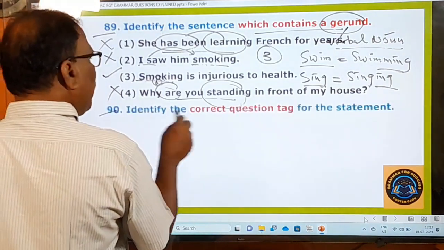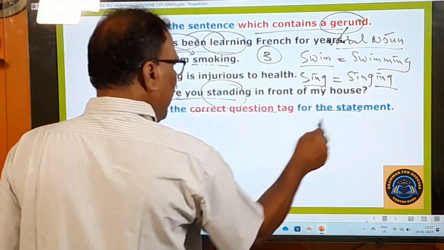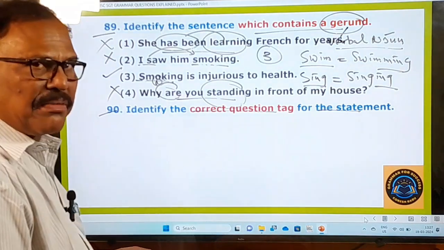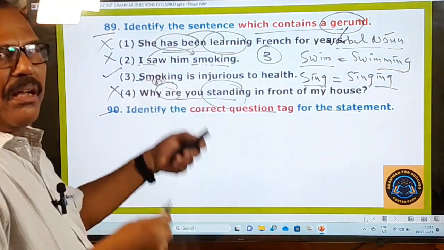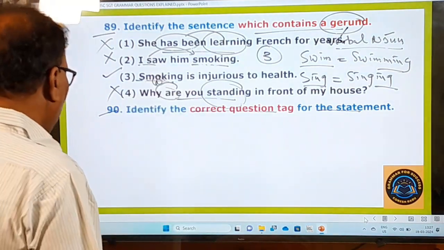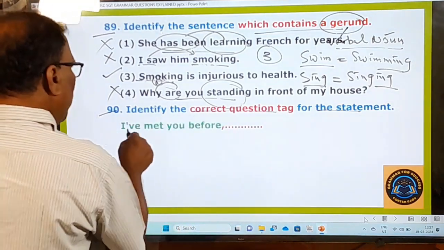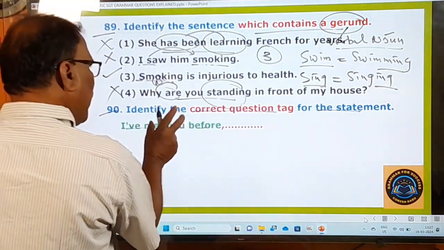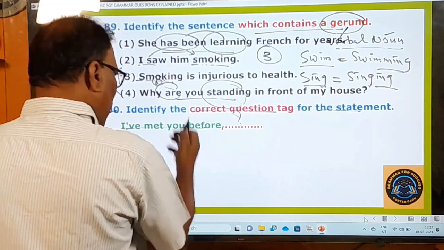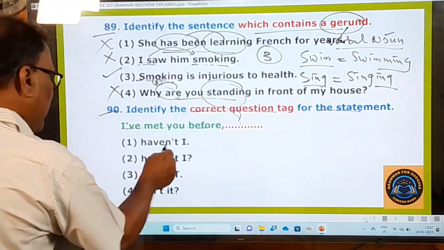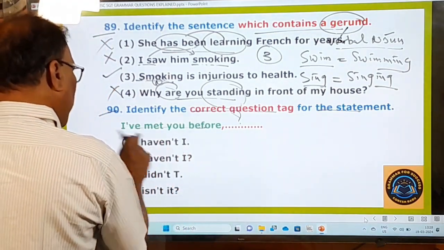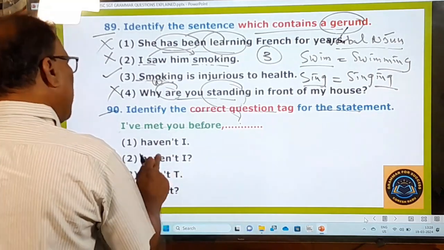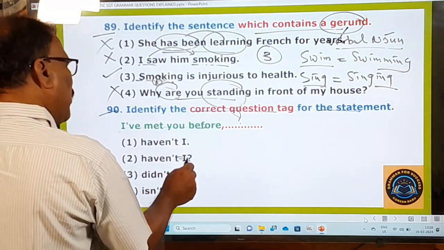90th question. Identify the correct question tag for the statement. What is the statement? And what should be the correct question tag? Let us look at the options. I have met you before. So this is the statement. For this statement, what should be the question tag? Let us look at the options. Haven't I? And always a question tag is followed by a question mark.